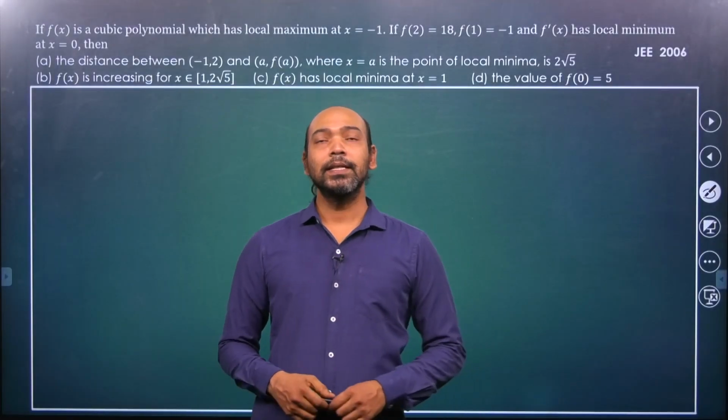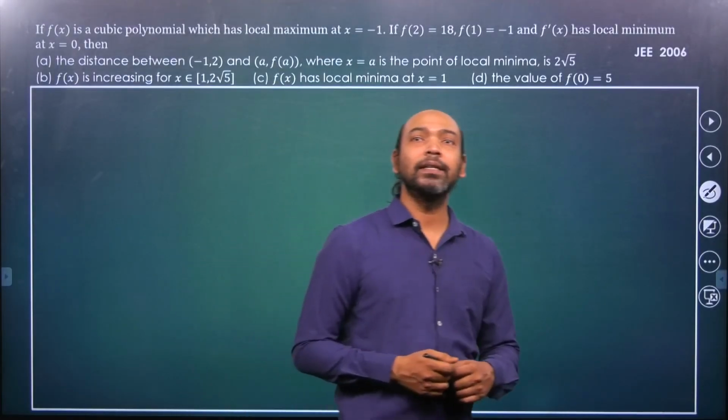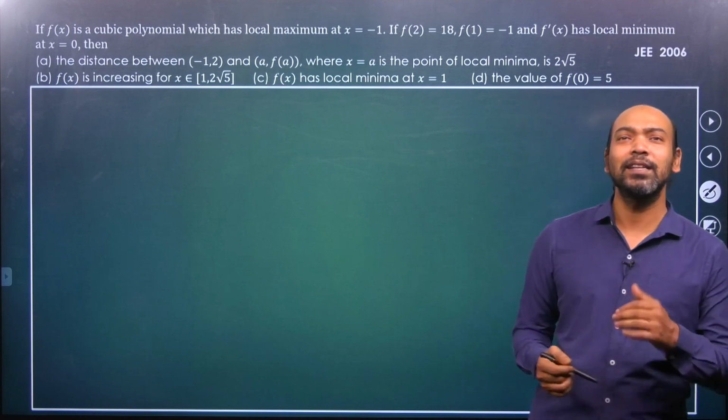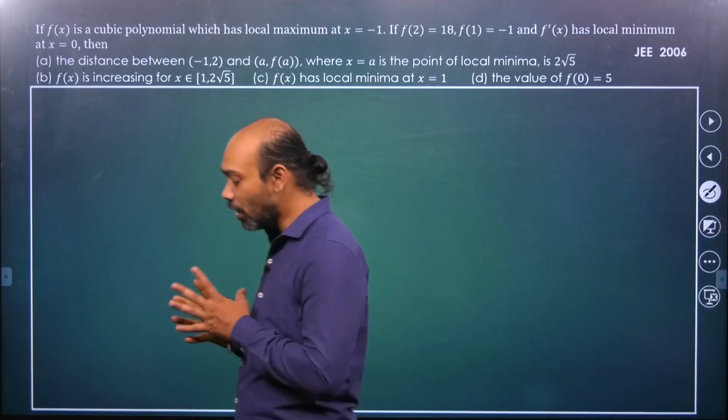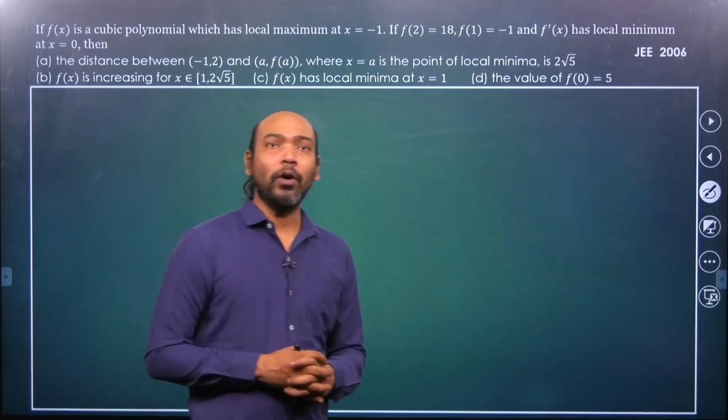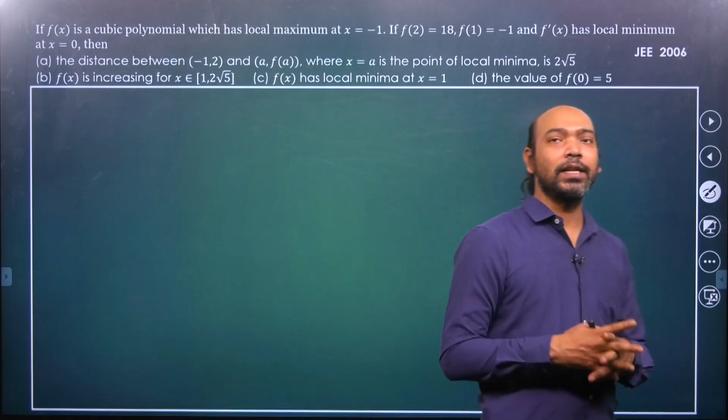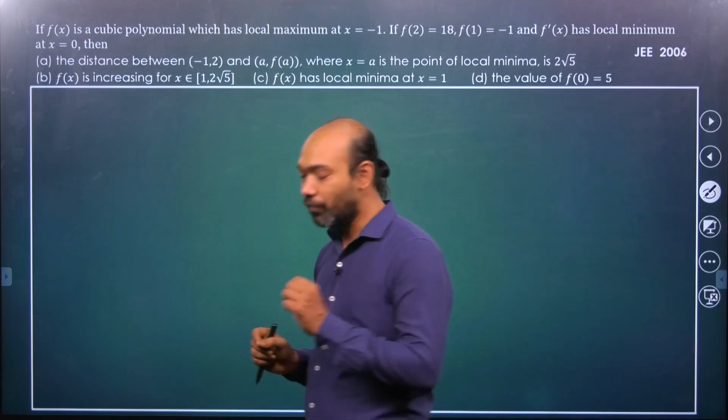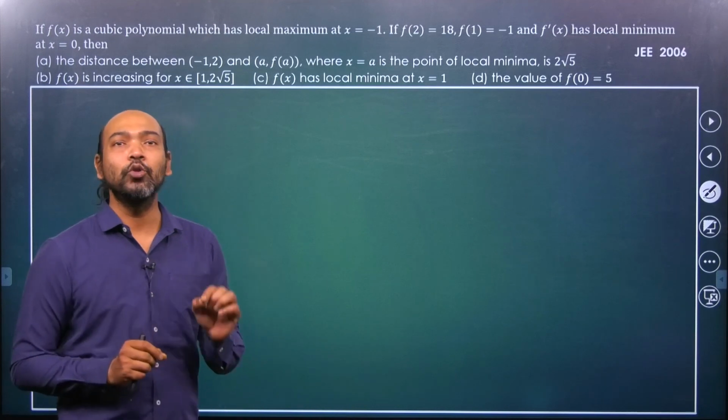Hi all. See this particular problem which appeared in JEE 2006. It is an older paper. Now here, the main important concept is that few pieces of information are provided. So what are the information? The first information says that it's a cubic polynomial.